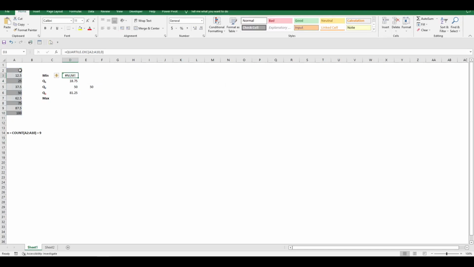If we use the same formula to estimate the minimum value, you can see that we have an error. However, we can use the MIN function. And the minimum value is equal to 0. And we can use the MAX function to estimate the maximum value.